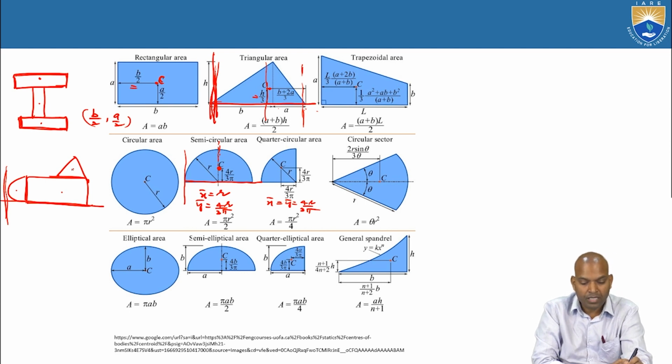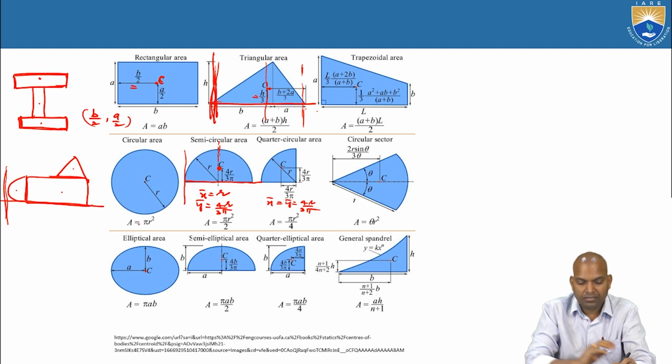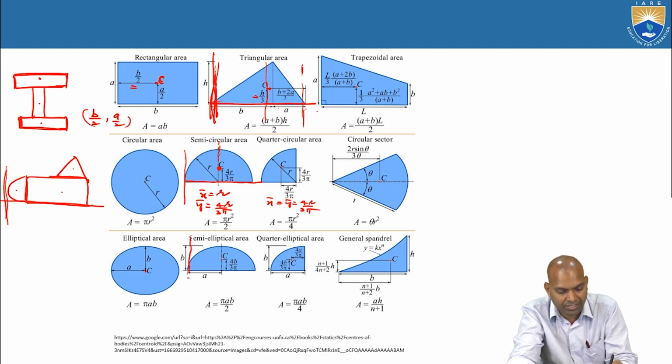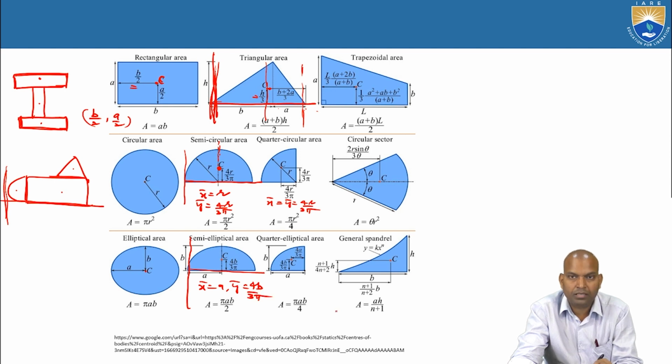Alright. Now the elliptical area. What about the elliptical area? The area of the ellipse is pi AB, and the centroid, x bar and y bar, is A comma B. Whereas for the semi-elliptical area, if the reference axis is at the extreme left side, bar X equals A and bar Y equals 4B by 3 pi.